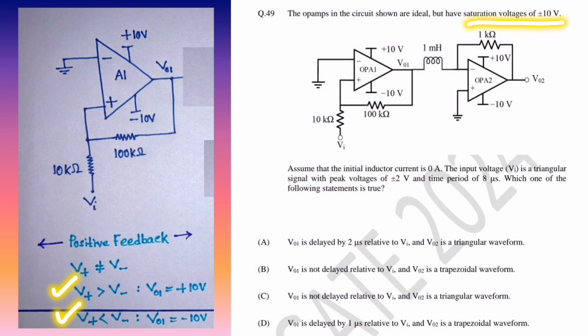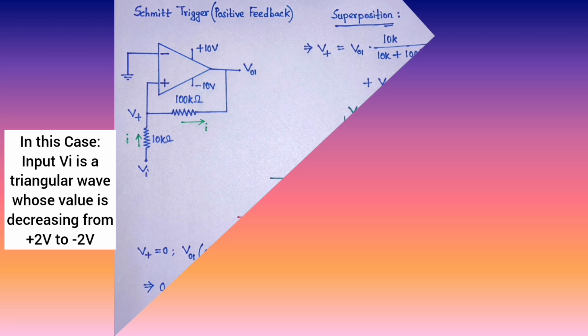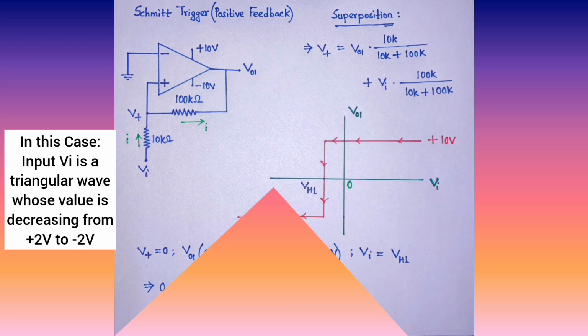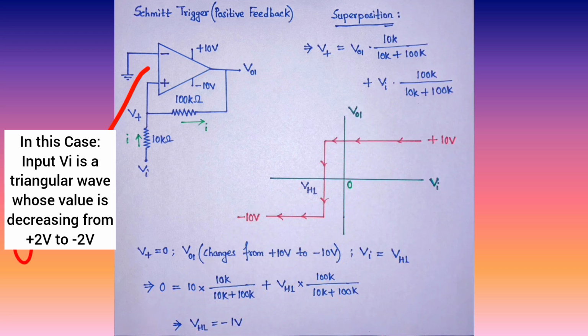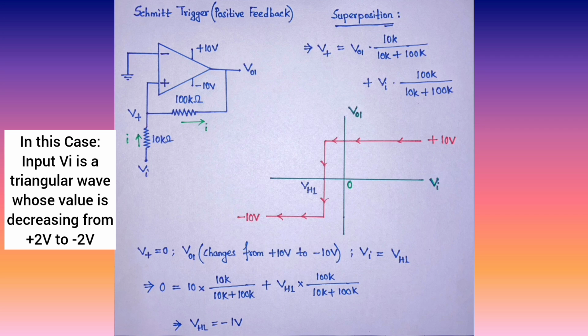If your V plus is greater than V minus, then your output voltage will be plus 10 volt. It will saturate. And if your V plus is lesser than V minus, then your output will be minus 10 volt. First, let's focus on solving the op amp A1 part and then we can go to the next part. So in op amp A1, here V minus is 0 volt. So if your V plus is greater than 0 volt, output will be plus 10 volt. And if your V plus is lesser than 0 volt, then your output VO1 will be minus 10 volt. So first we need to find out what my V plus is.